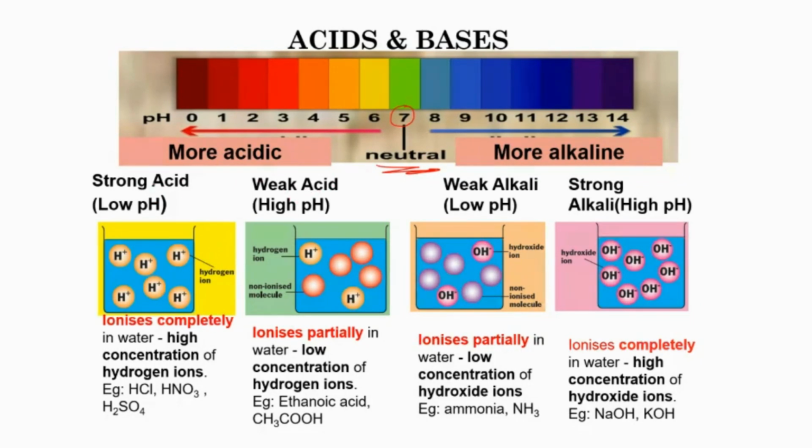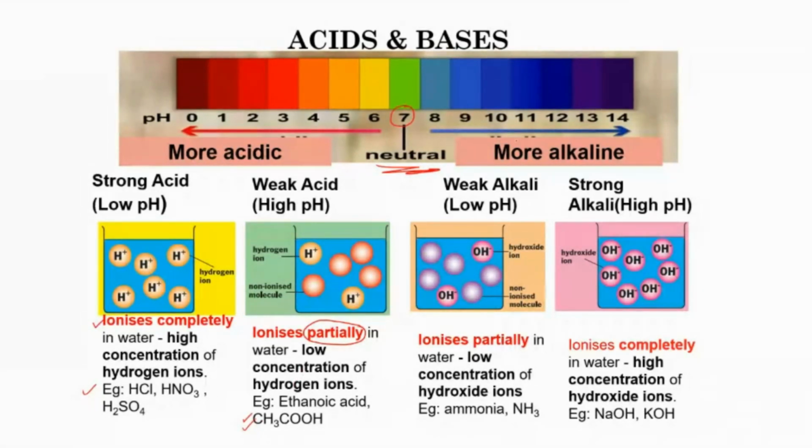Now how to define the strong acid? It ionizes completely in water, producing a high concentration of hydrogen ions. Just now I mentioned to you already: hydrochloric acid, nitric acid, sulfuric acid. For weak acid, the word here, remember, ionizes partially in water, producing a low concentration of hydrogen ions. Example, ethanoic acid.